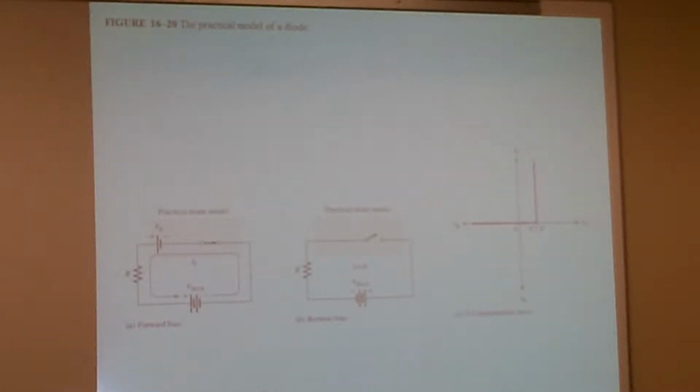So here's what our test sample is going to be. We're going to have our variable power supply, and in our first operation, we're going to do it as a forward biasing. So we're going to be varying our voltage from 0 to 10 volts.